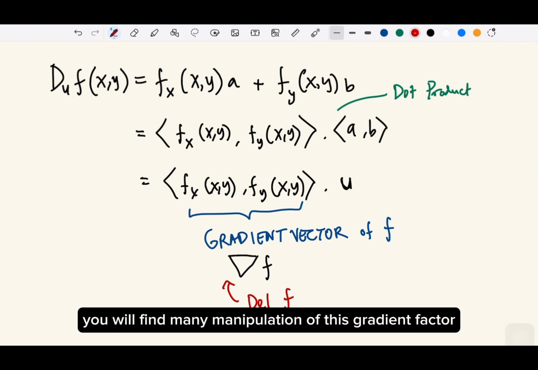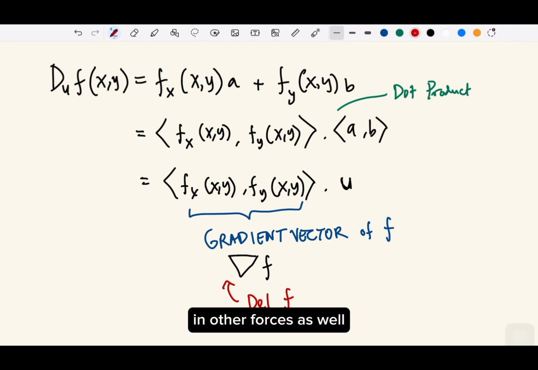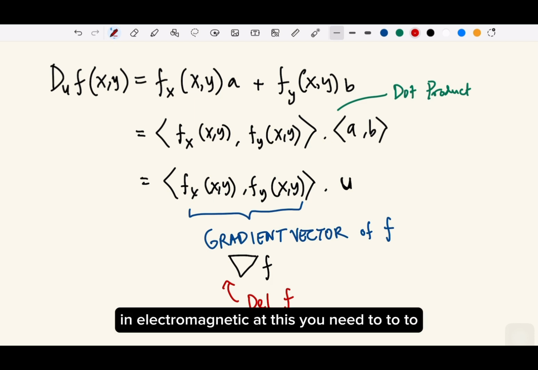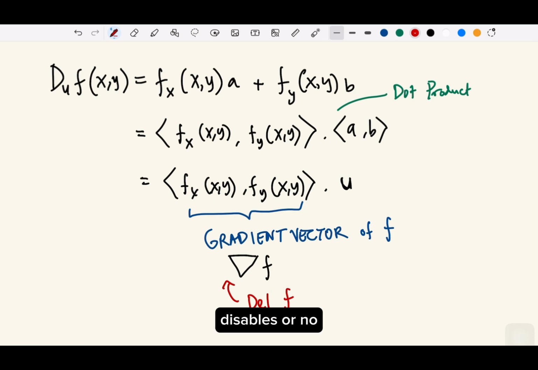You will find many applications of this gradient vector in other courses as well. I think in physics, right? Or no? In electromagnetics, at least you need to write the symbols. Or no? In magnets, you don't learn, to calculate the Lorentz? No. Weird. Should be. Okay.